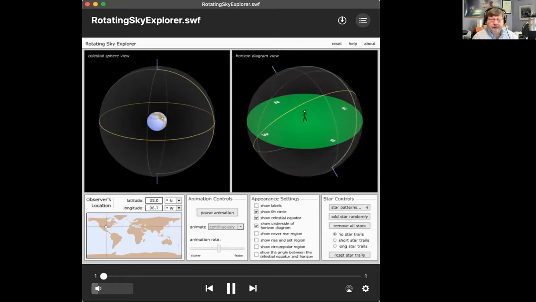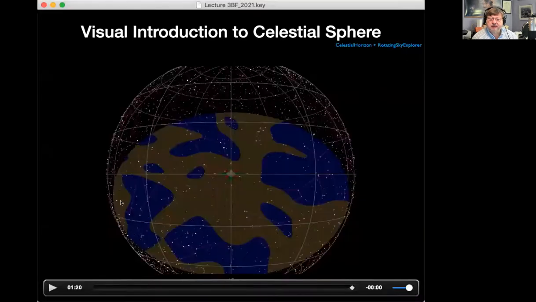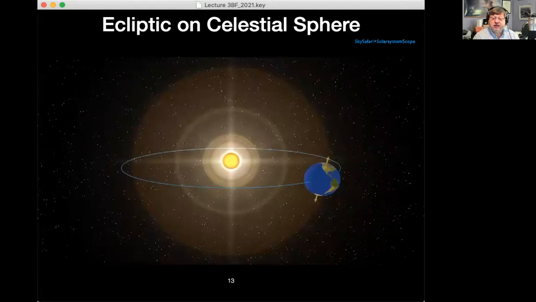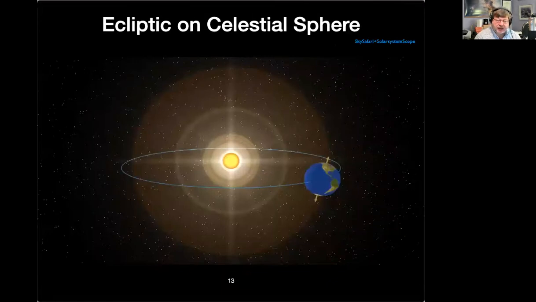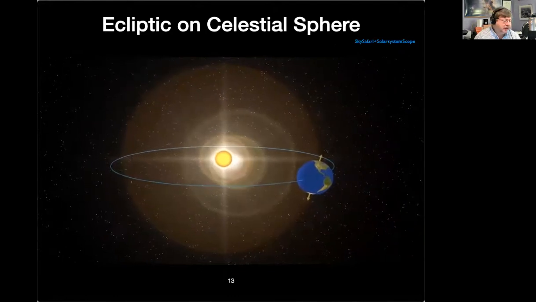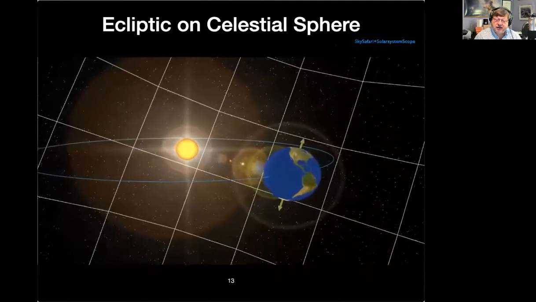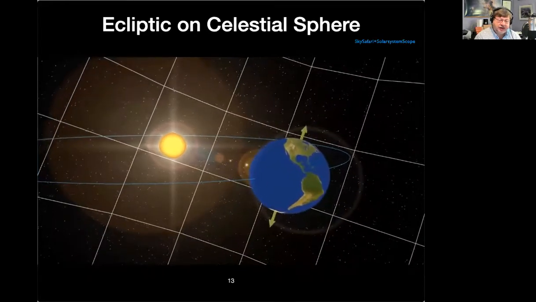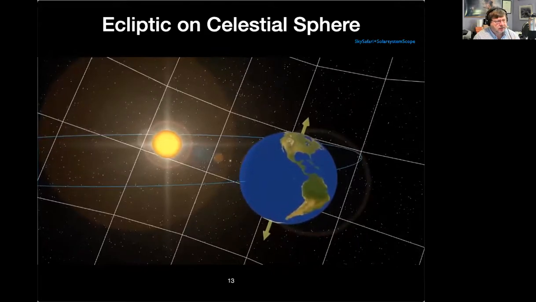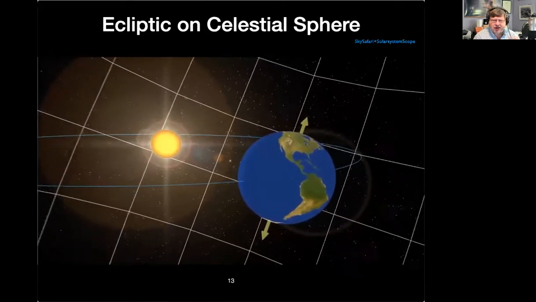Okay. So let's go back here. And this is a cute one. This will show the relationship of the ecliptic, which is the line that all the planets and stars are on, and the solar system. So here is the Earth. The Earth is spinning on its axis, and it's also going around the sun.